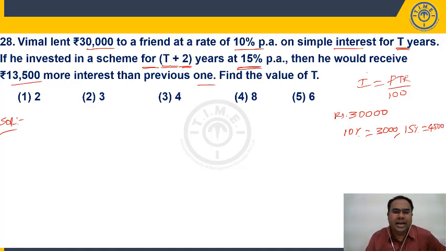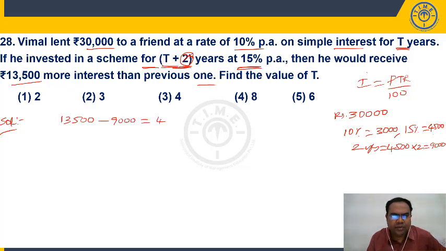Right? Now, let us say he is investing for 2 more years. In these 2 years, 1 year at 15% is 4,500. For 2 years, 4,500 into 2. So, he is getting clearly 9,000 extra. So, for these 2 years, if I remove 9,000 from 13,500, 13,500 minus 9,000, the difference is how much? 4,500.